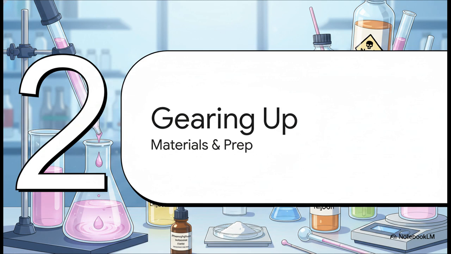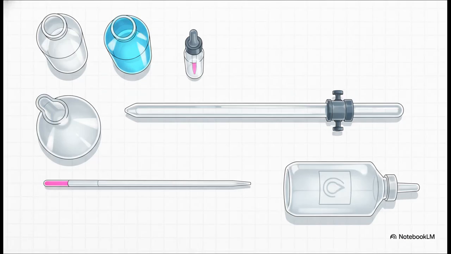Moving right along to Section 2, gearing up, materials, and prep. Let's look at our lab arsenal. We need our standardized strong base, typically 0.1 or 0.2 molar sodium hydroxide. Then we need our analyte, meaning the vinegar. But notice we specifically ask for colorless white vinegar. This is absolutely crucial. If we used a naturally brown vinegar, like a sherry or malt vinegar, its dark color would completely mask our upcoming visual reaction.